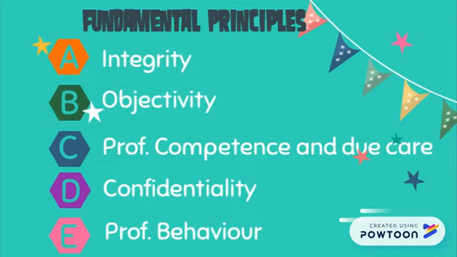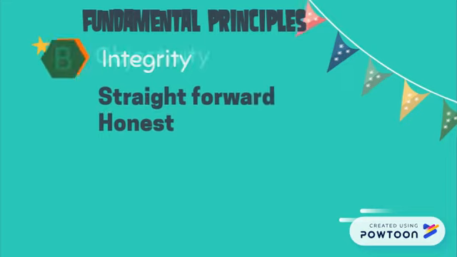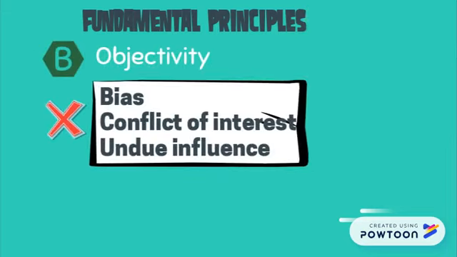The first one is integrity. Accountants should be straightforward and honest in all professional and business relationships. The second one is objectivity. Accountants should not allow bias, conflict of interest, or undue influence of others to override professional or business judgments.